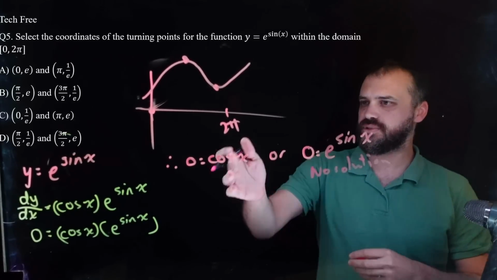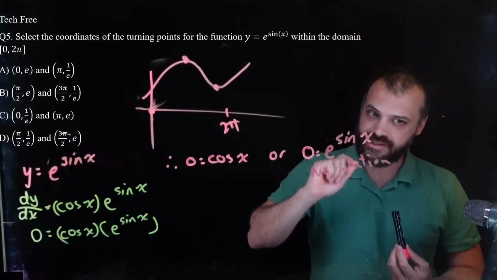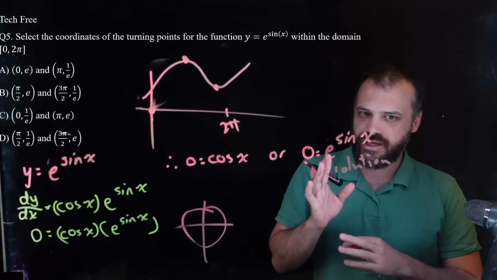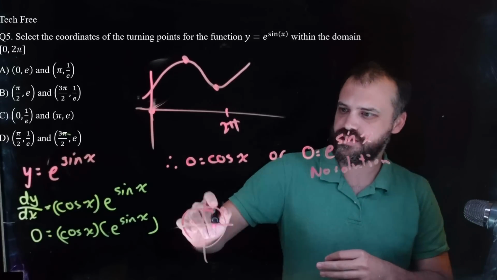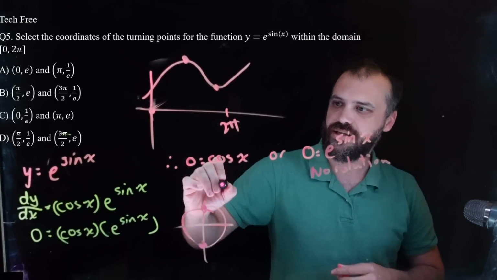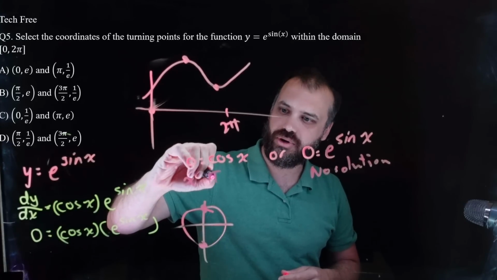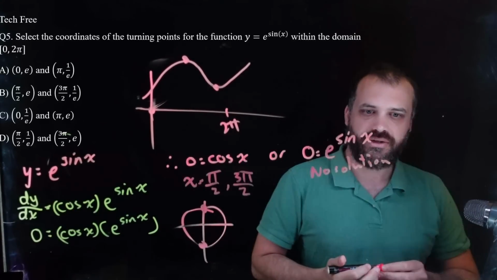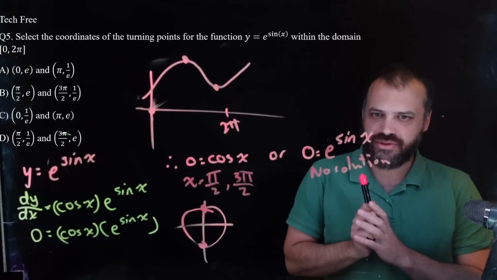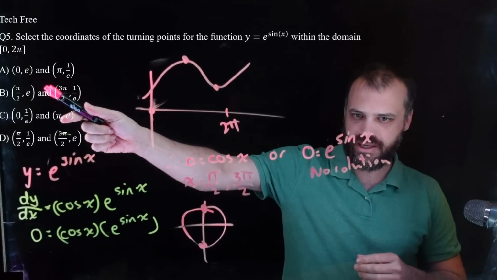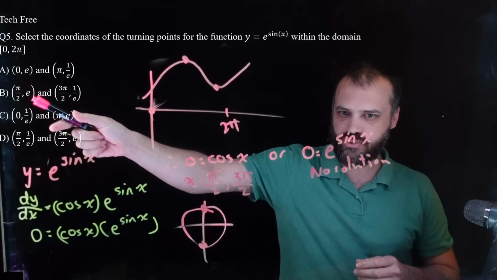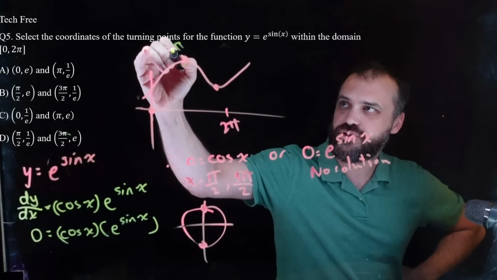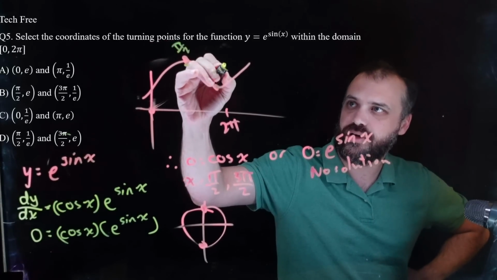So then the question becomes, okay, when does cos x equal 0? And you should be able to deal with your unit circle here, and you should be able to say, oh wait, I know this. It's here and it's here. So then x equals pi on 2 or 3 pi on 2. All right, so that narrows it down. It's B or D, because these are the x coordinates where the turning points are happening. So this is pi on 2, and this is 3 pi on 2.